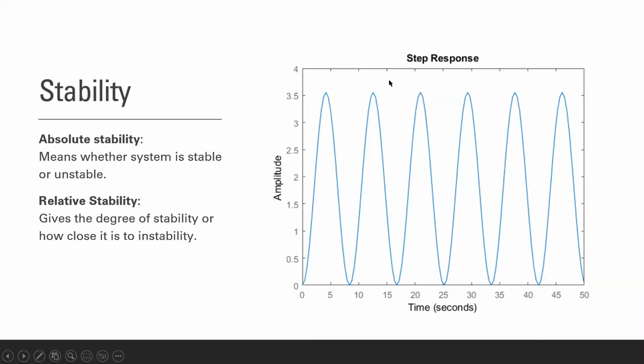Well, as we know, there are two types of stability. The first one is absolute stability and the second is relative stability. But in this case, we are going to talk only about relative stability. In general terms, absolute stability tells us if the system is stable or unstable.